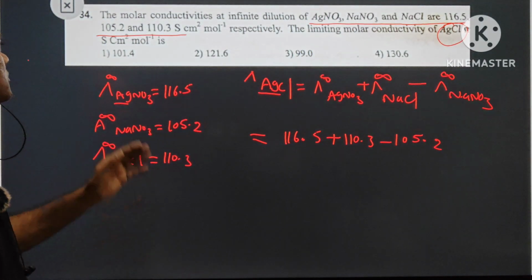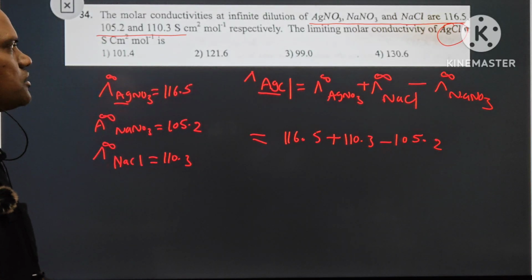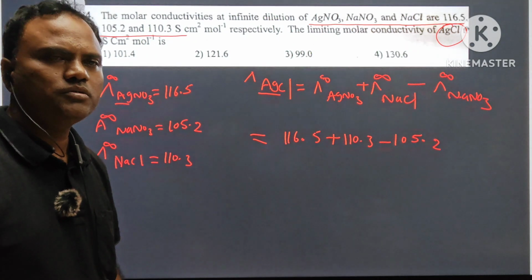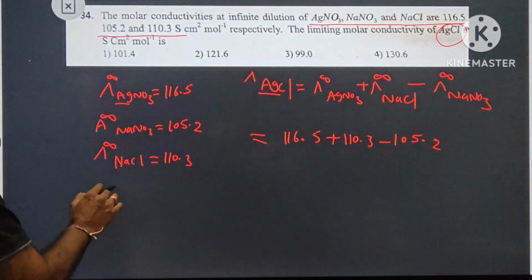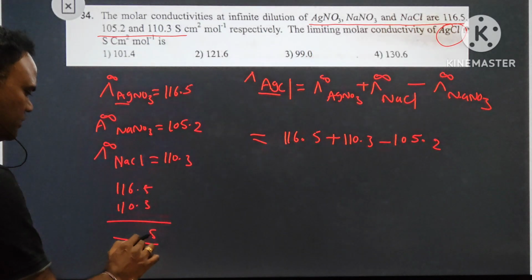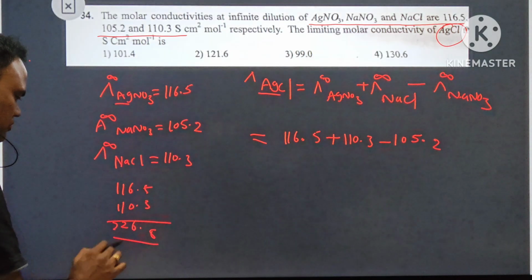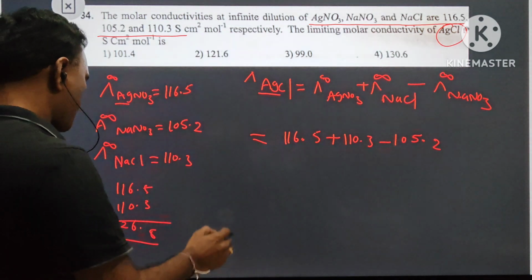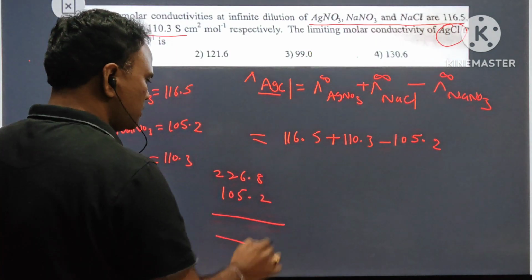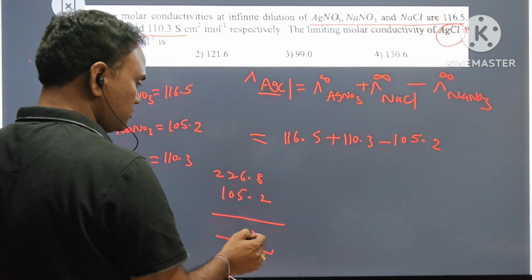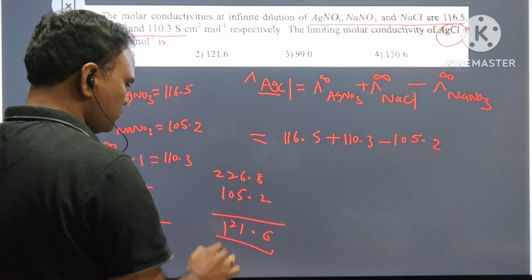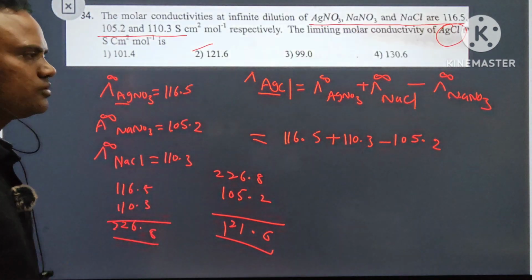Approximately also you can say, because the gap from option to option is large. Now you can take approximate values or you can add the decimals also. How much are we getting? 116.5 plus 110.3 is 226.8. 226.8 minus 105.2. How much? 8 minus 2 is 6, 6 minus 5 is 1. Here 121.6.